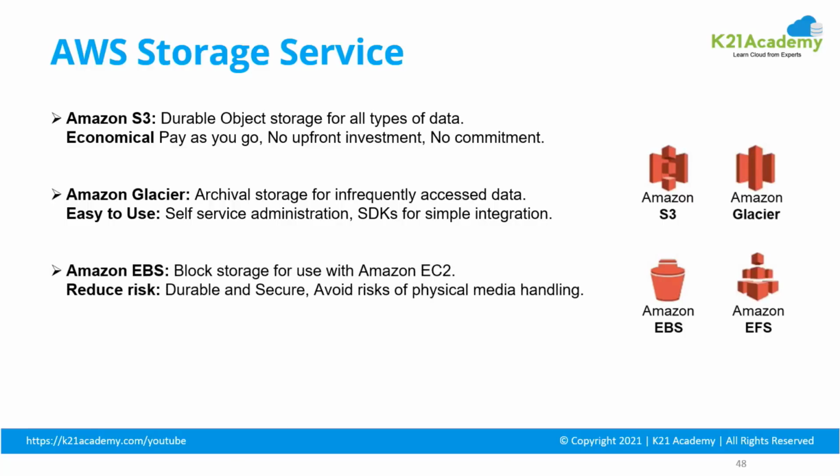Then you have Amazon EBS, which is block storage for use with Amazon EC2 instances. It reduces risk. It's durable. It's secure. As well, EBS is the block storage which is required for a virtual machine, for running a virtual machine, for the operating system or storing the data.